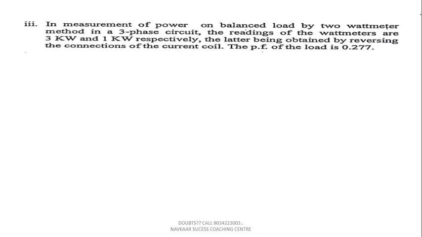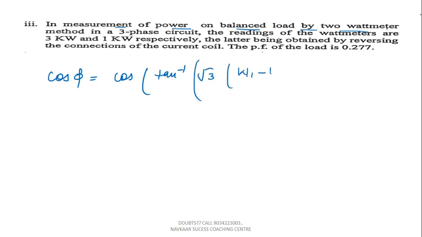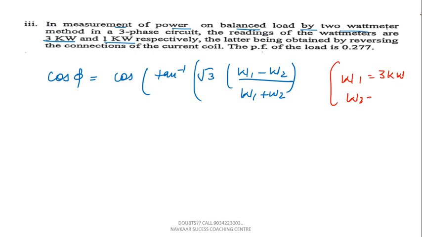Next question. In the next question, what they have said: in measurement of power on a balanced load by the 2 wattmeter method. Formula related to this: cos phi is equal to cos of tan inverse root 3 (W1 minus W2) divided by (W1 plus W2). They have said the readings of the wattmeters are 3 kilowatt and 1 kilowatt respectively. Readings of the wattmeter means W1 value is 3 kilowatt, and W2 value is 1 kilowatt, right?